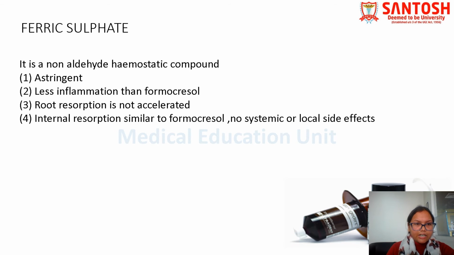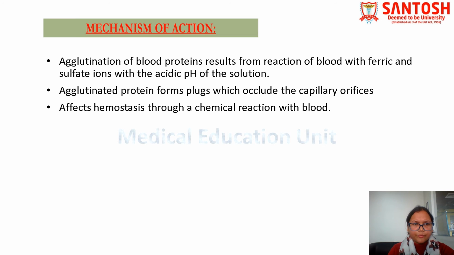Ferric sulfate is another medicament which is used for preservation. So it is a non-aldehyde hemostatic compound. It is used as an astringent, less inflammation than formocresol. It causes root resorption, which is not accelerated. Internal resorption is similar to formocresol and there is no systemic or local side effects. So the mechanism of action is agglutination of the blood proteins that results from the reaction of blood with ferric and sulfate ions with the acidic pH of the solution.